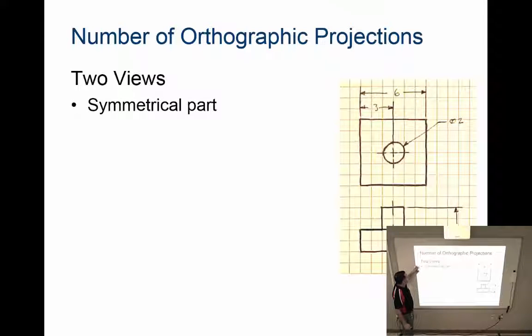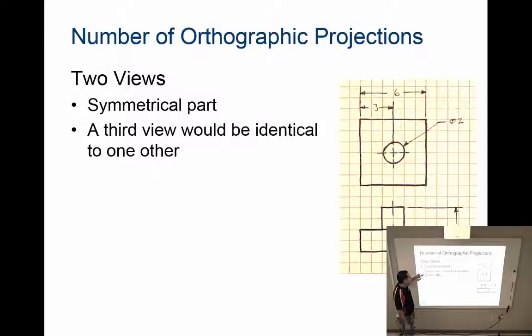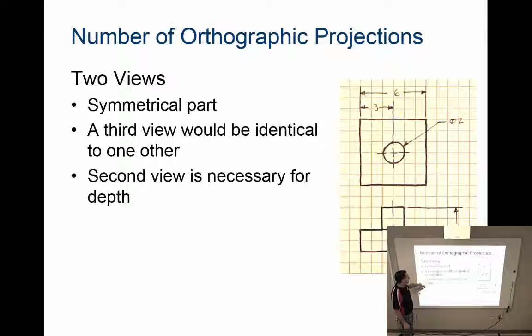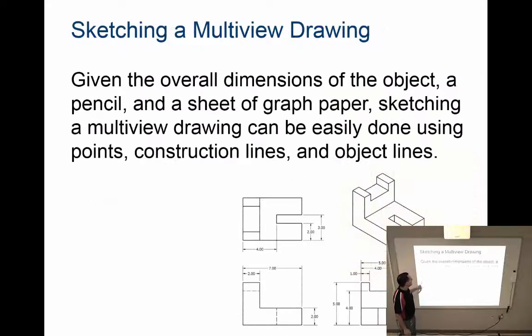If I have a circumstance where I'm using a symmetrical part that I'm creating the multi-view drawing for, and a third view would be identical to one of the other views, second view is necessary just to show the depth, then I would probably be able to get away with a 2-view multi-view drawing. If it doesn't meet either the criteria for this or the previous one, then typically our standard is going to be 3 views: top view, front view, and right view for that object.